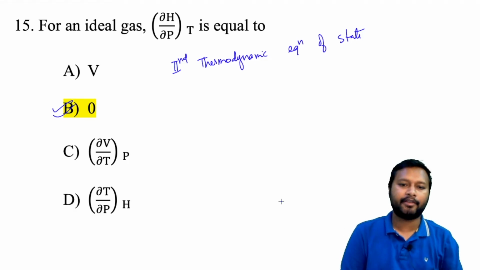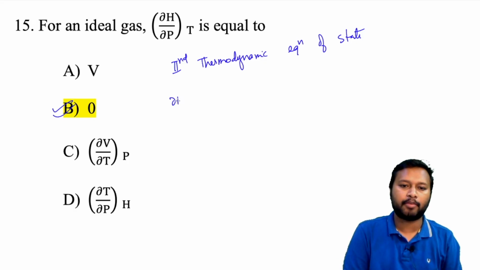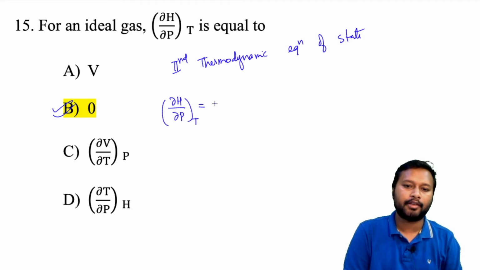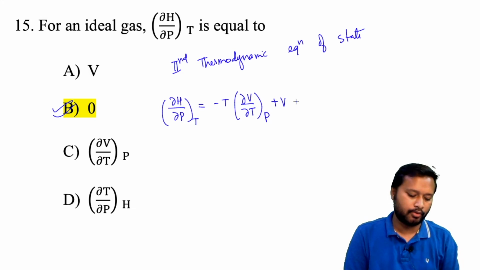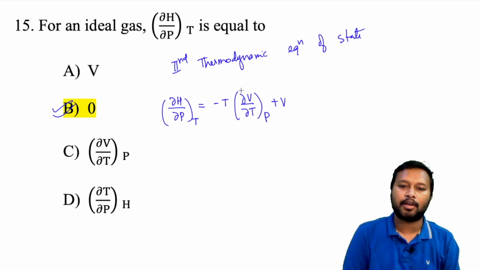So basically the derivation can be done from the second thermodynamic equation of state, that is del H by del P at constant T equals minus T times del V by del T at constant P, plus V. Now here you have to use your ideal gas equation. For an ideal gas, PV = RT, or you can say V = RT upon P.